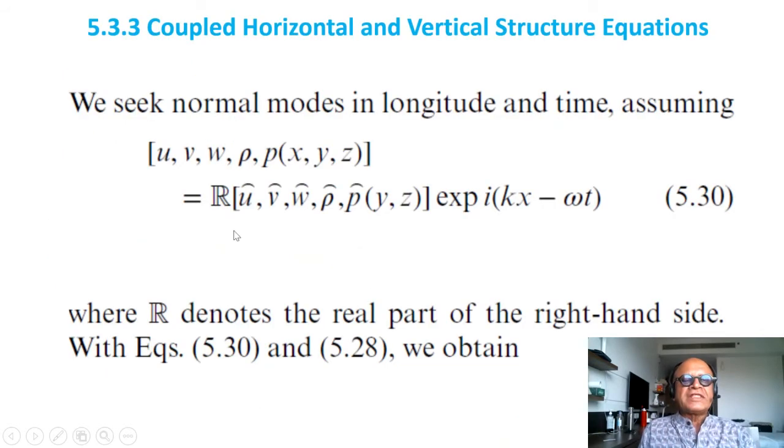So we can seek normal modes in longitude and time by assuming that u, v, w, rho, and p are solutions of this functional form we'll take. So u, v, w, rho, p remain functions of meridional and vertical position to be consistent with the motionless hydrostatic background state, with exponential i(kx minus omega t). So as we did before, except we have added some complication here of the vertical structure.